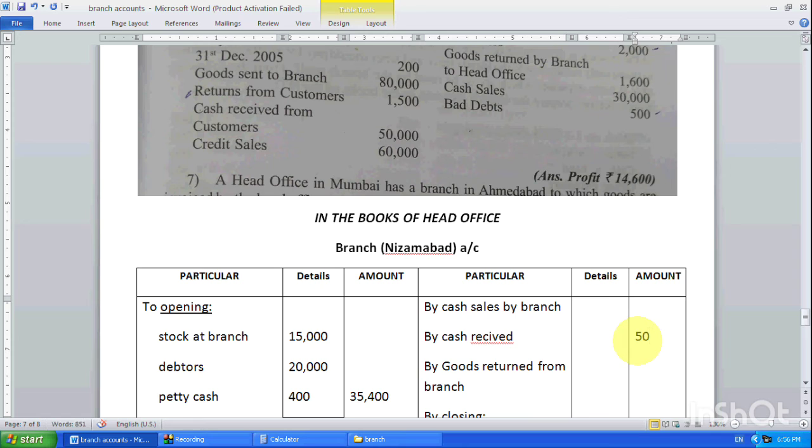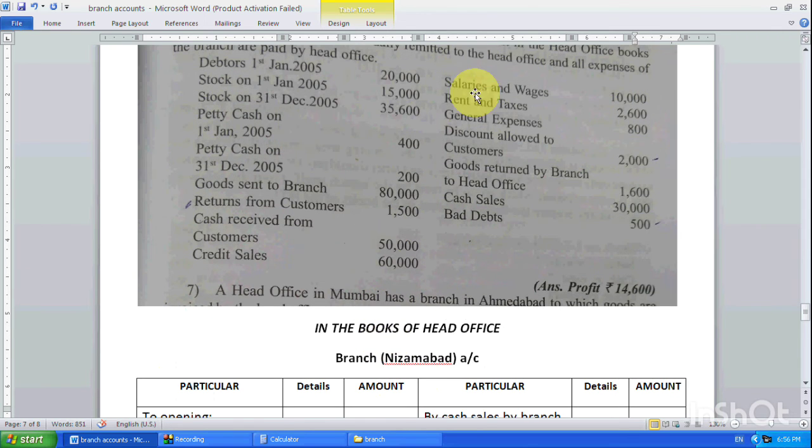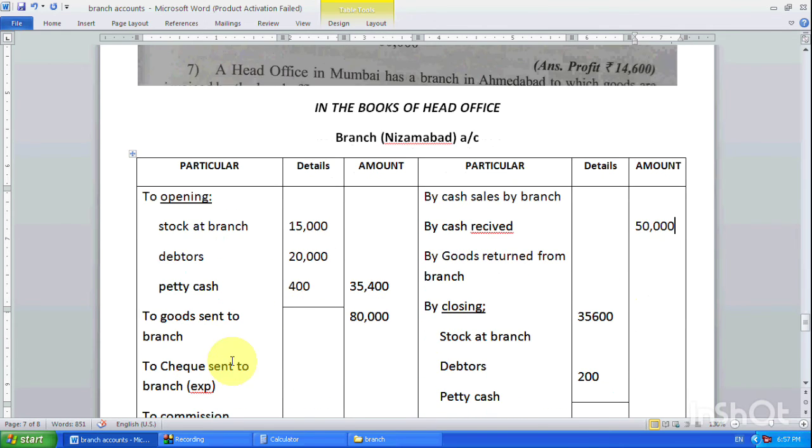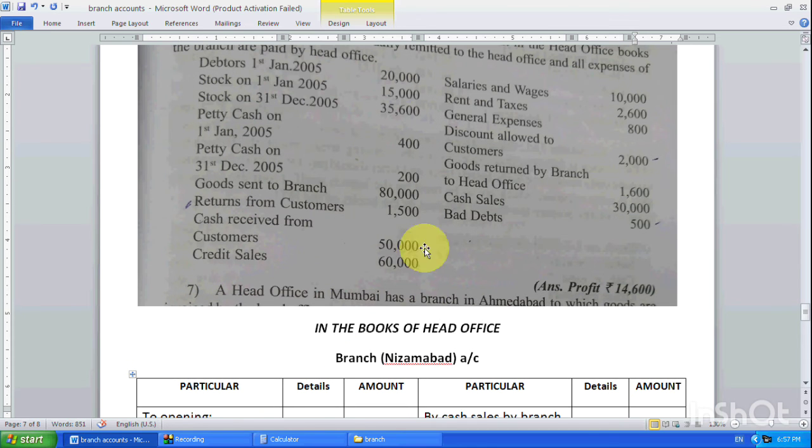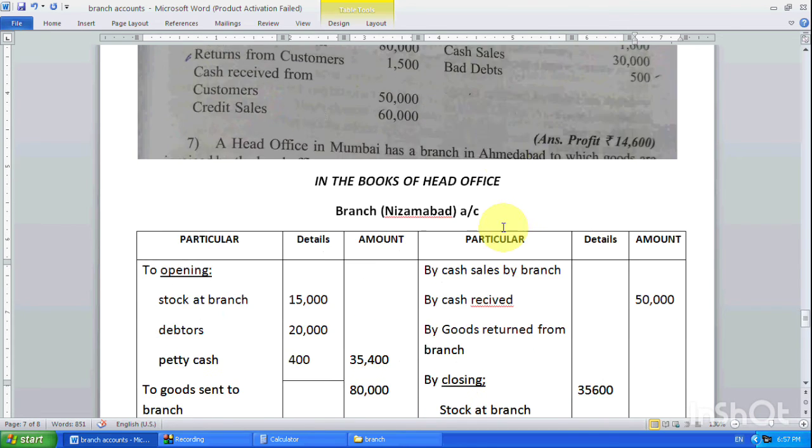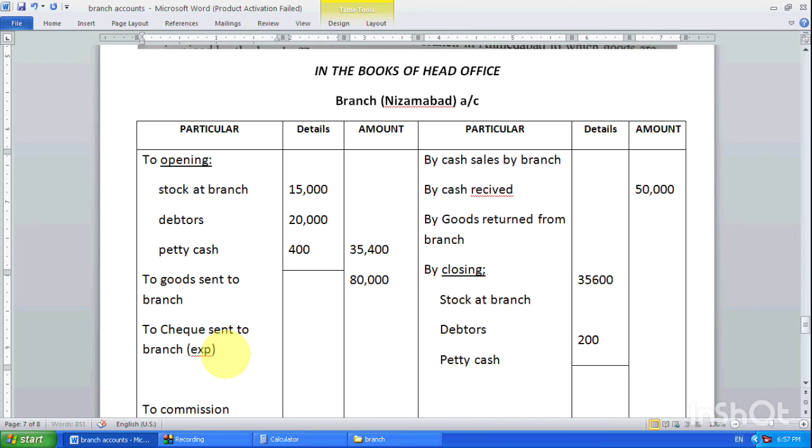So I'm going one by one, that's why first cash received. Credit sale will not come in branch account, it will come in debtors account. Now salaries, rent and expenses: 10,000, 2,600 and 800, overall 13,400. Cheque sent to branch to meet branch expenses. So the overall amount we have to write here is 10,000 plus 2,600 plus 800.